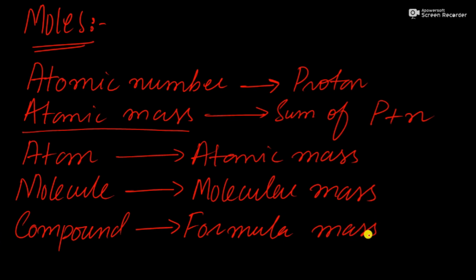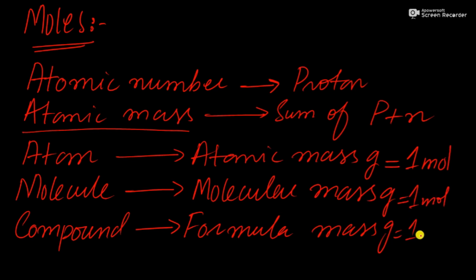So we have different masses, and if we consider all of them in grams, they become 1 mole. So the atomic mass of an atom can be considered as 1 mole of that atom, the molecular mass of a specific molecule is 1 mole, and the formula mass of a specific compound is 1 mole. Let's have an example.